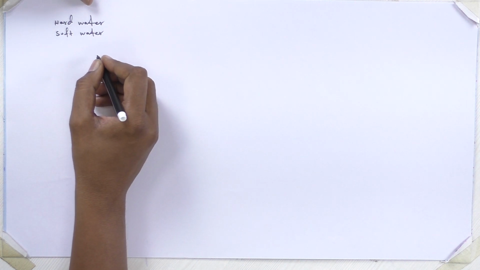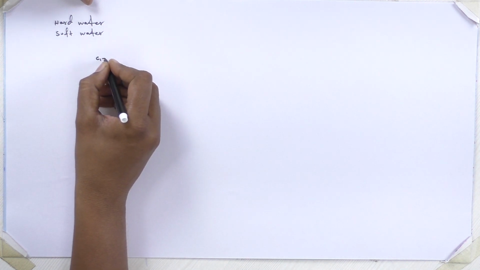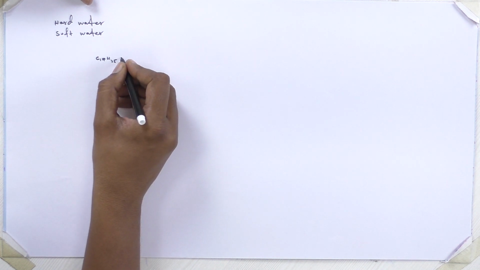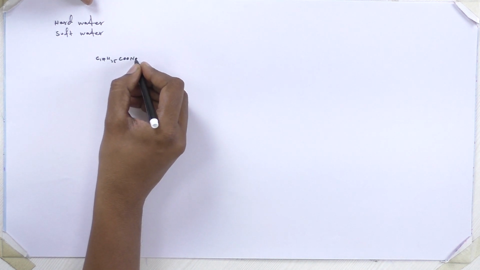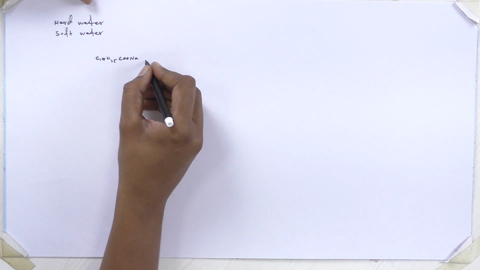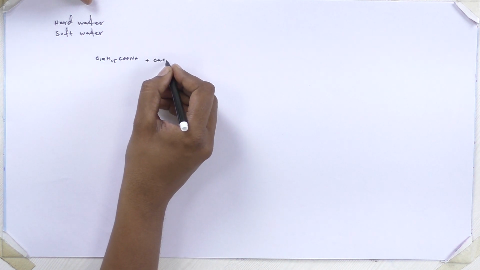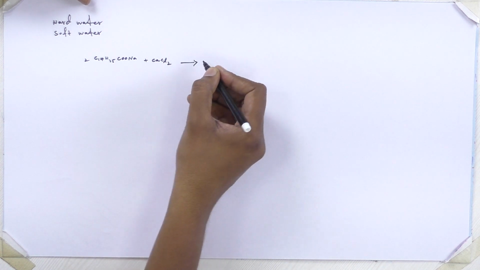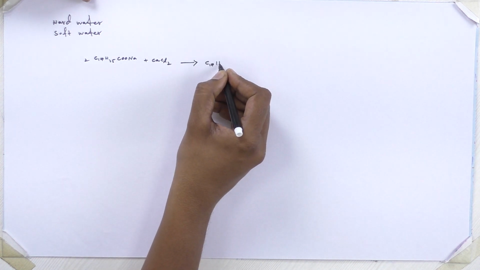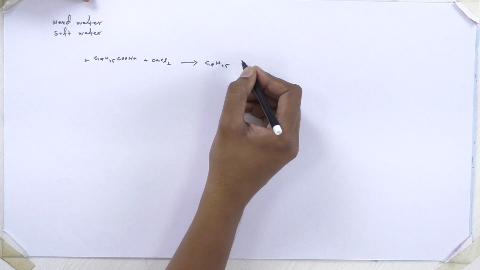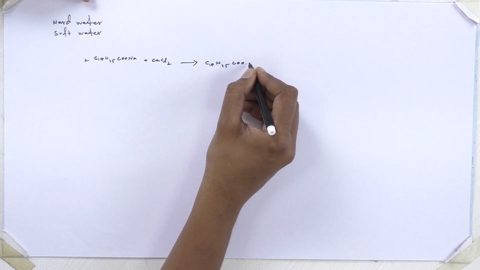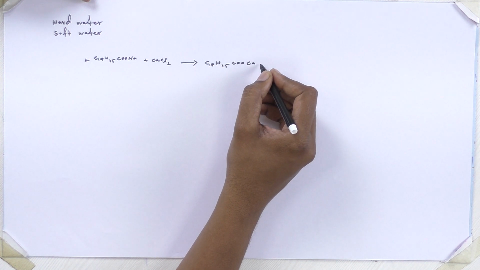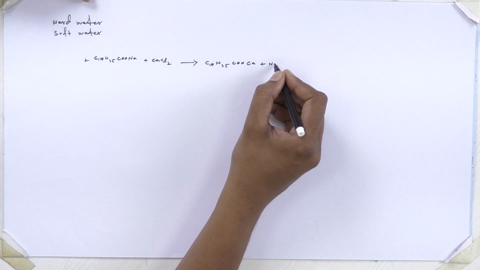Here, the sodium stearate formula is C17H35COONa. It reacts with calcium chloride and forms (C17H35COO)2Ca, that is calcium stearate. It is insoluble in water.